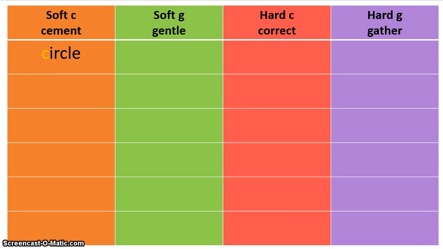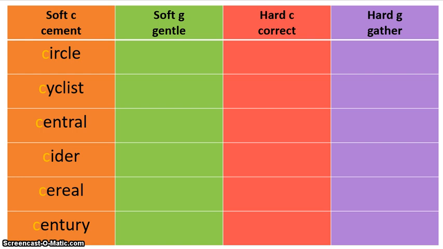Okay, now that you're back, you should have found the words cyclist, central, cider, cereal, and century. All right? Like cyclist, it has a hard C sound in the middle of the word, but I'm not interested in the middle of the word. I'm interested in the beginning sound. So now what you need to do, remember, they don't have to be in that order. They just have to belong in that column. Well, I want you to go back through, and take your orange colored pencil, and highlight the C in the beginning sounds of all of those words. When you're done with that, you can come back to the video.